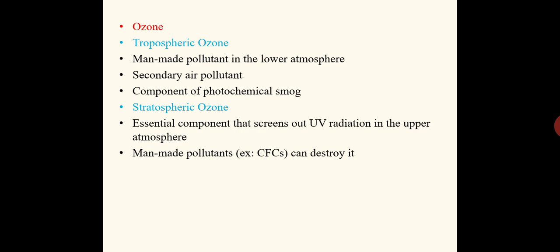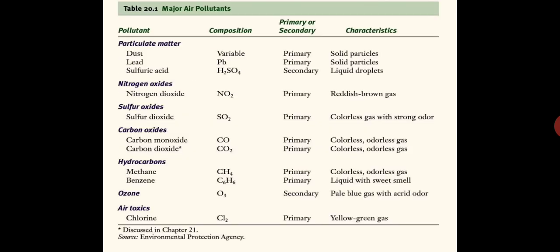But if the man-made pollutants like CFCs, chlorofluorocarbons, increase in the atmosphere, this will cause the destruction of the ozone layer, forming oxygen plus CO2. So this will lead to the destruction of the ozone layer, which in turn will allow harmful ultraviolet radiation to enter the earth. So remember, in the lower atmosphere, ozone is considered a major pollutant.